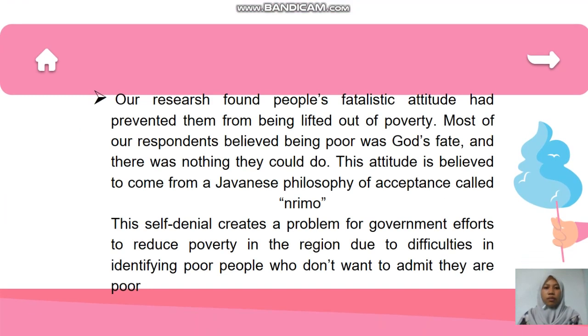Our research found people's fatalistic attitude had prevented them from being lifted out of poverty. Most of our respondents believed being poor was their fate and there was nothing they could do. This attitude is believed to come from a Javanese philosophy of acceptance, called nrimo. This self-denial creates a problem for government efforts to reduce poverty in the region due to difficulties in identifying poor people who don't want to admit they are poor.